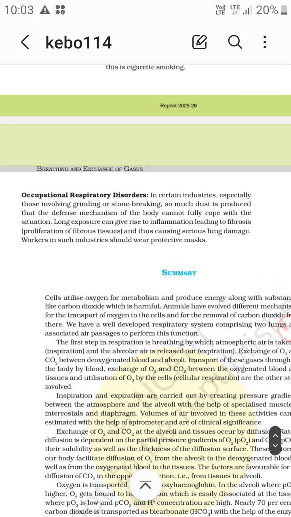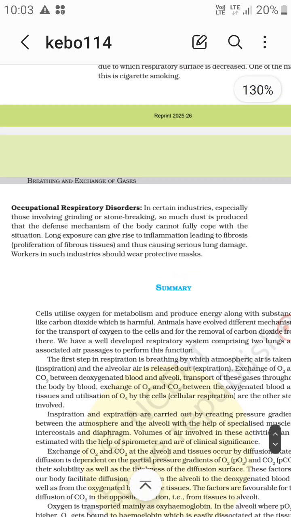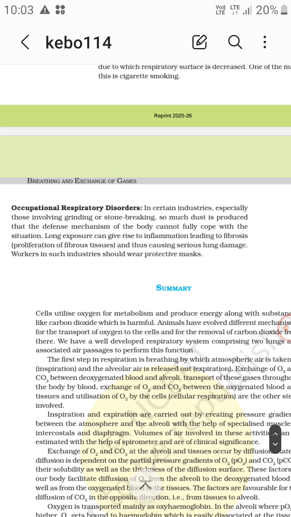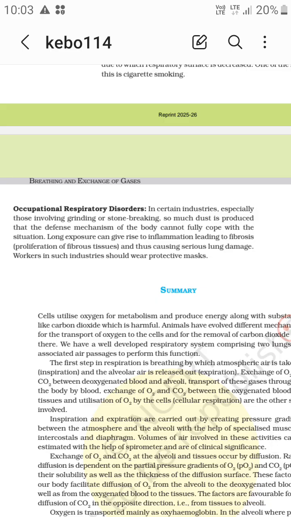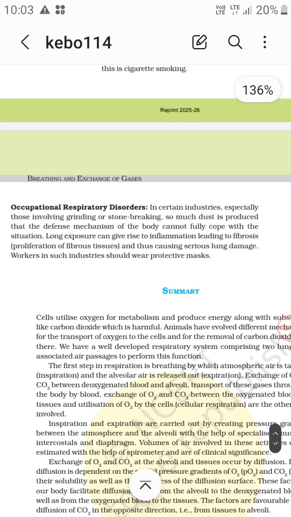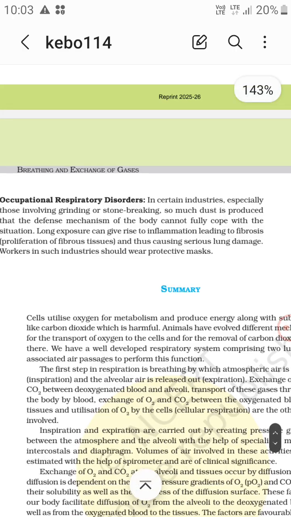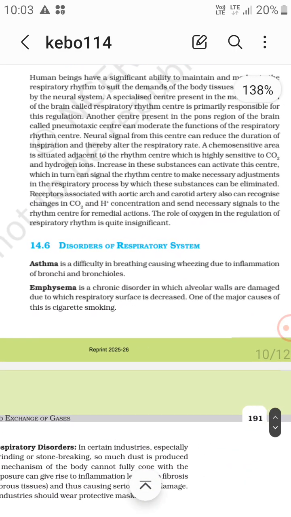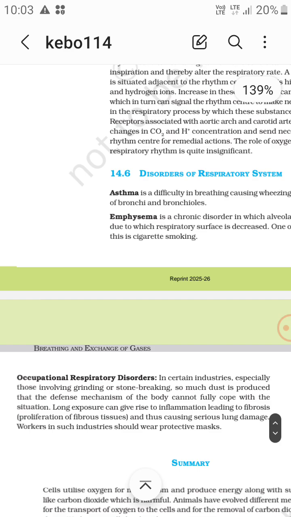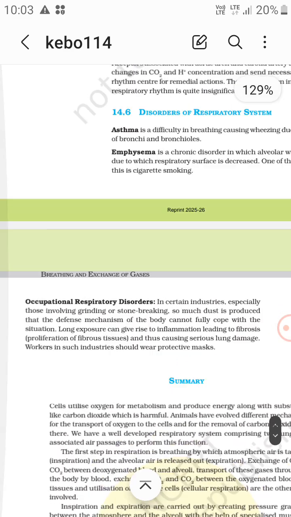So, inflammation leading to fibrosis, that is proliferation of fibrous tissue. Long exposure can give rise to the inflammation leading to fibrosis, and thus causing serious lung damage. So these are the disorders of the respiratory system: asthma, emphysema, occupational respiratory disorders, and all that.